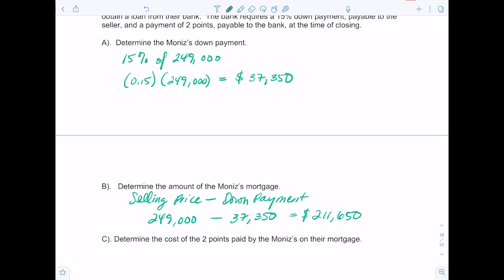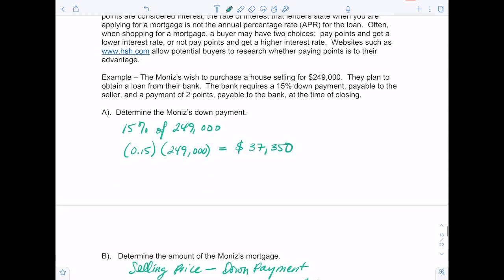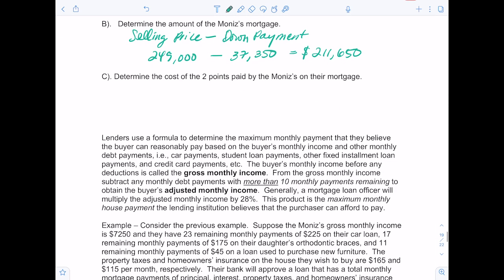If the Monazes pay 2 points, right? Points, as you read about, are interest prepaid by the buyer and may be used to reduce the stated interest rate the lender charges. 1 point is equal to 1% of the loan. So what this does is it reduces the interest rate, and it allows the lender, the bank or whatever, to reduce the size of the monthly mortgage payment. That enables more people to purchase homes. So if 1 point is 1%, 2 points equals 2%, and that's going to be of the mortgage amount.